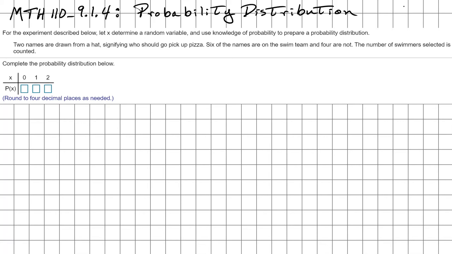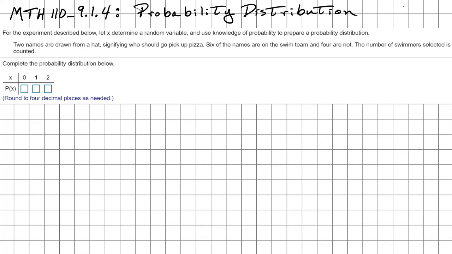We're going to complete the probability distribution below, and then we're given this table where the X row has a 0, 1, and 2 in it, and P of X has 3 blanks that we will fill in, and we're told to round to 4 decimal places as needed.